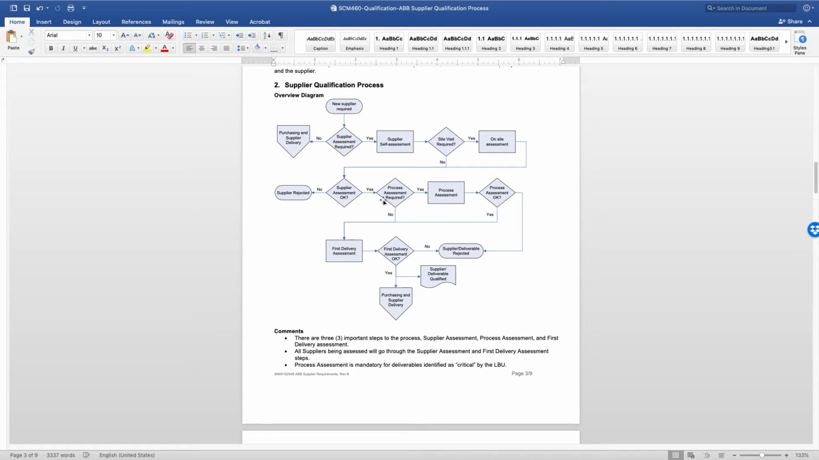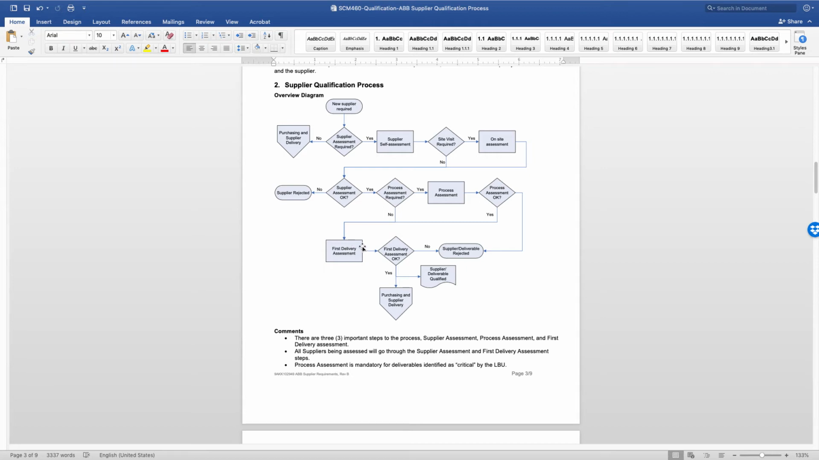Now it becomes a little bit more complex because there can be a case where we say no, the process is not suitable, so the supplier is rejected. So if the process is assessed and it doesn't meet our requirements, the supplier is rejected. But it can be that the process assessment is okay, which reunites with the flow when the process assessment was not required.